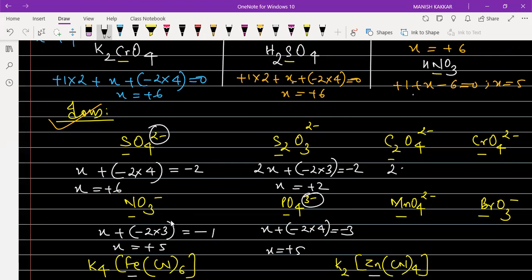For oxalate ion, it will be 2x minus 8 equal to -2. Carbon is present in +3 oxidation state. In manganate ion, it is x plus -2 into 4 equal to -2. So it will be equal to +6.